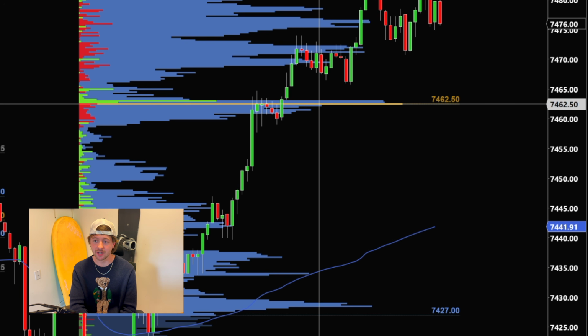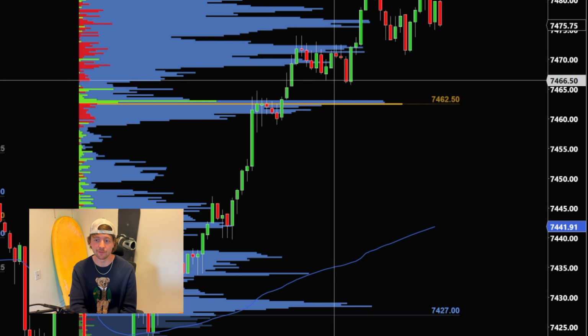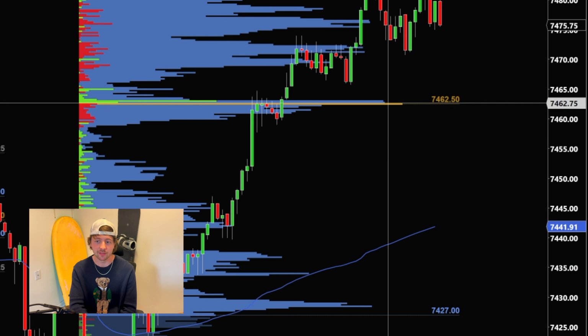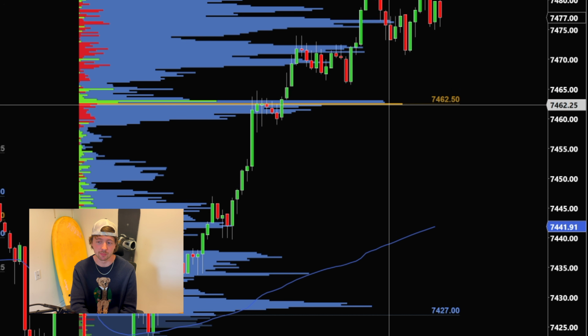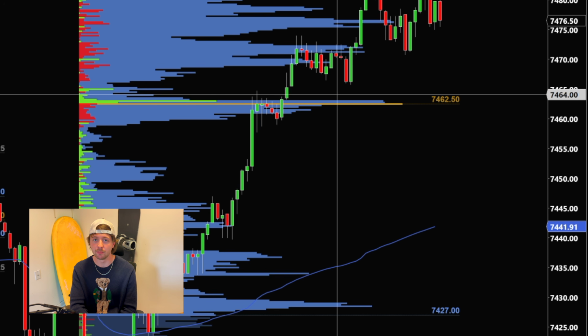These areas can often act as good support on pullbacks. They can often act as a flip level where once the market gets beneath it and fails to get back above, it can signal a possible change in the direction of the market. These areas are generally very important to be looking at.